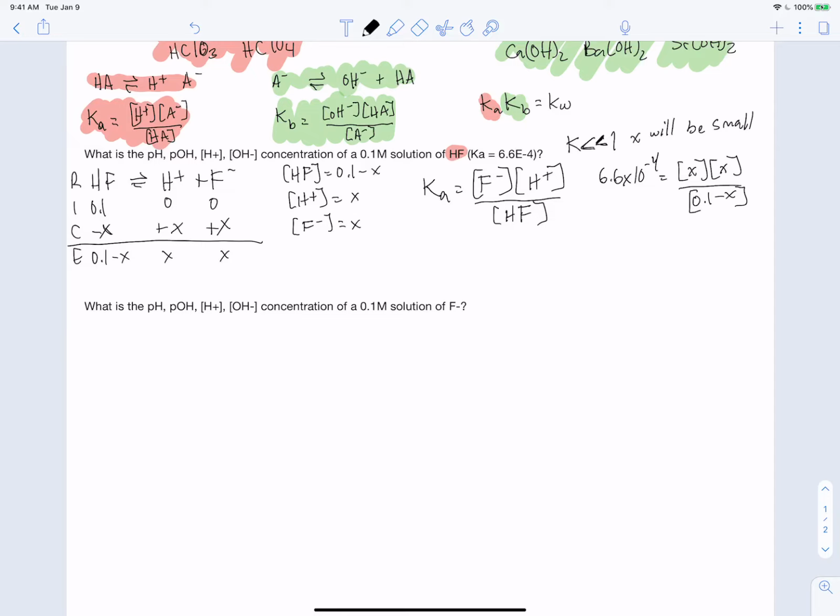But this allows us to just make this approximation and say, well, if X is really small, then 0.1 minus X is probably going to be about 0.1, meaning that 0.1 is going to be much greater than X. And that simplifies this equation over here to where now we don't have to worry about the quadratic, and the answer is just going to be X is equal to 6.6 times 10 to the minus 4 times 0.1, and we want to take the square root of that. And so I'll punch that into my calculator here.